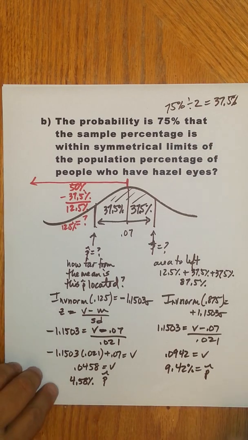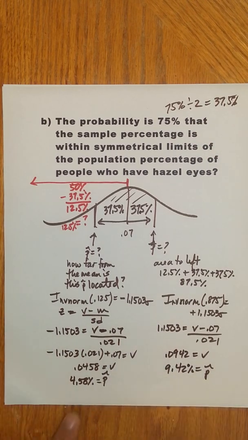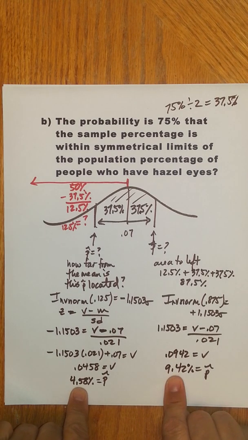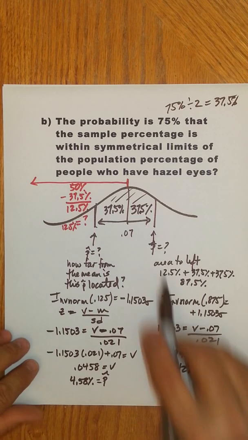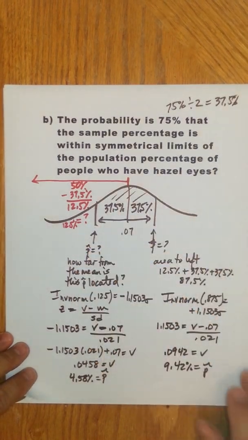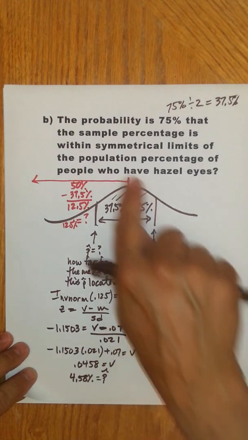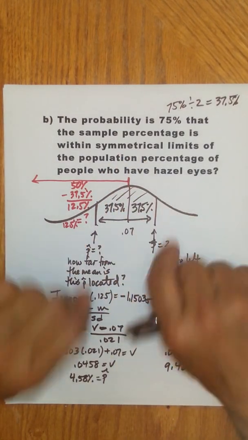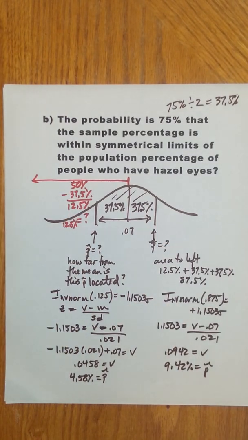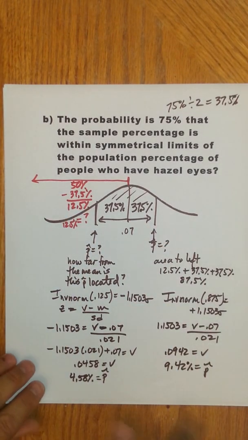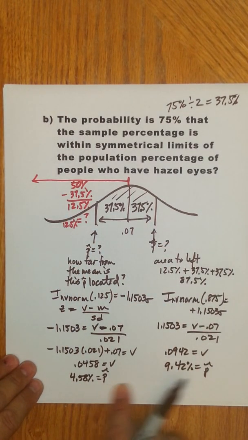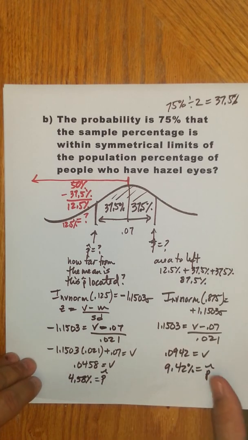So basically when I look at my sample percents, the ones that are between 4.58% and 9.42% people who have hazel eyes in those samples, that occurs 75% of the time. Symmetrically. And by symmetrically, you could say the middle 75% or the central 75% of all samples will have between 4.58 and 9.42% people with hazel eyes.